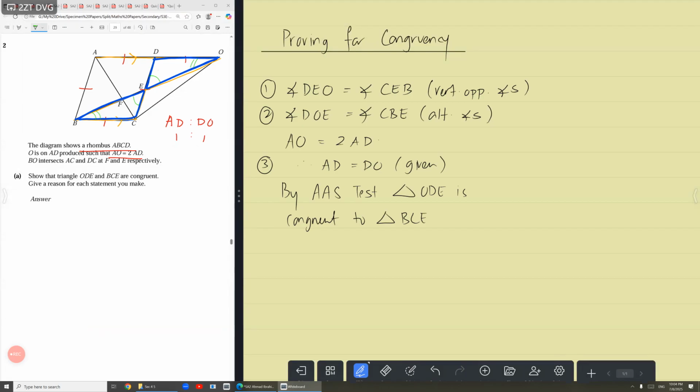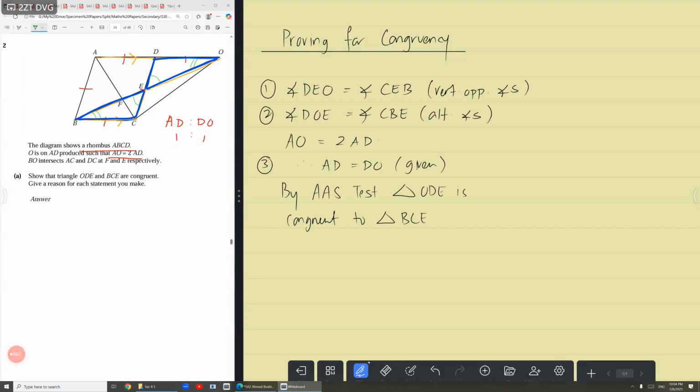Okay, either way, the language is not so technical. It's just technical stuff. As long as it makes sense, then you should get your marks. Just don't be long-winded. Just don't mention too many things. Okay, just conclude by this test, these two triangles are congruent.